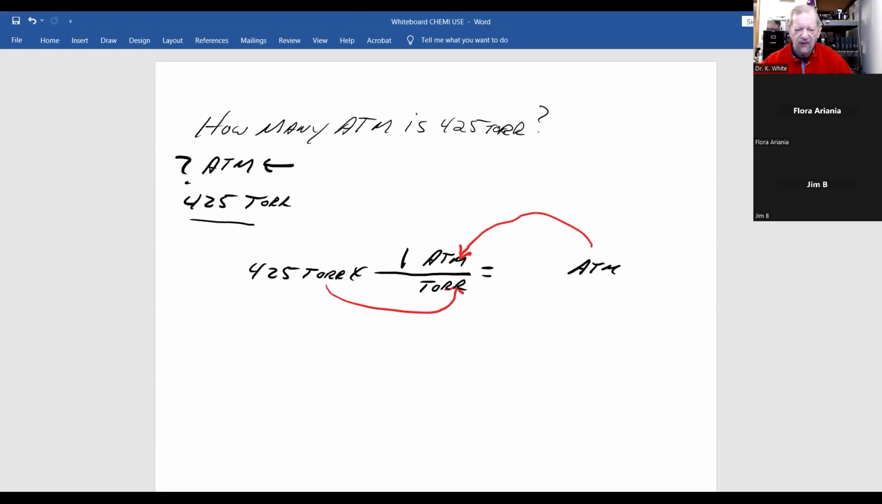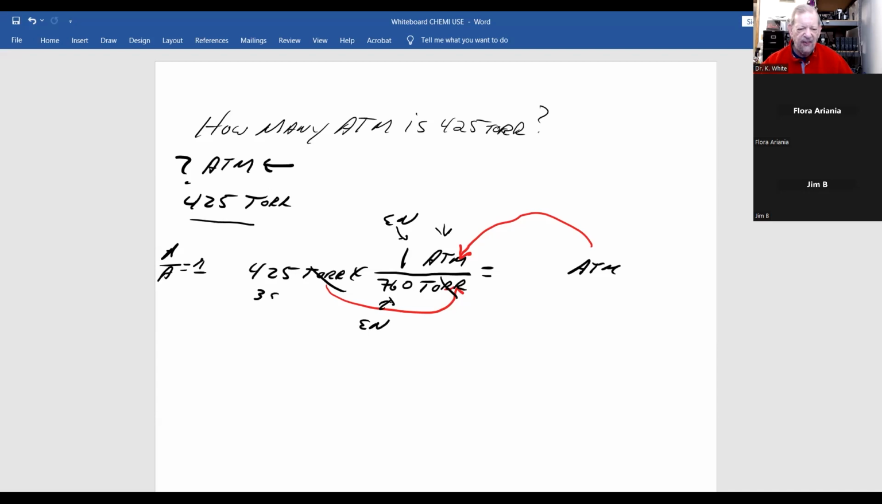1 atmosphere, 760 torr. And notice torr cancel out. Anything divided by itself equals the number 1, meaning it's gone. I'm left with atmospheres. Now 1 and 760 are part of the definition, so they're exact numbers.